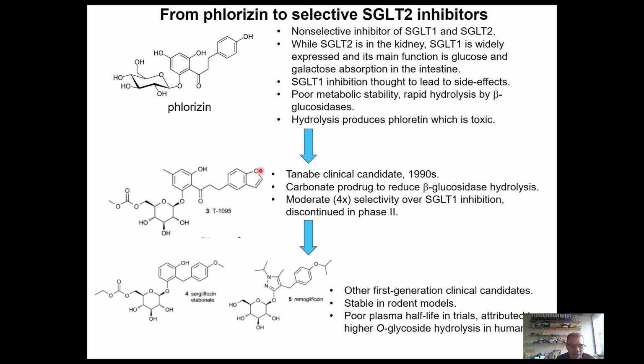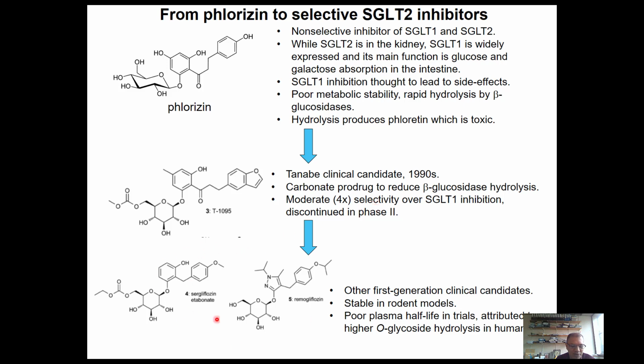And there were various pharmaceutical companies that tried to come up with better versions of the natural product, and one of them is shown here. So there's been changes to the part over here, the flavonoid part, to make it less toxic. And here's the glucose part. And this had moderate activity and made it into phase 2 clinical trials before it was discontinued.